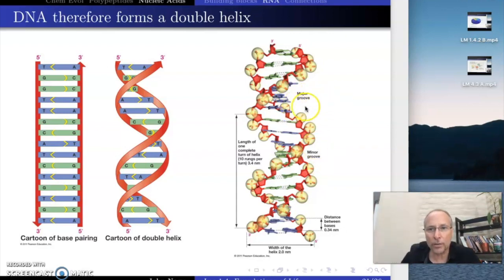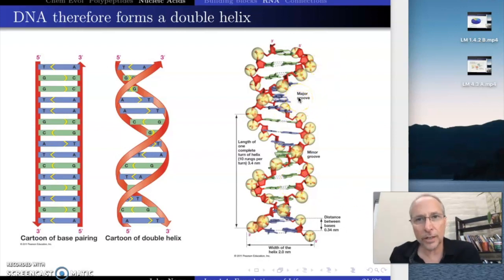But the big one here, the major groove and the minor groove, are important for us, because if we're using our detailed understanding of how DNA operates, we have to keep in mind where the minor and major grooves are. Because, for example, proteins and enzymes will bind to DNA. How they bind to DNA depends on where the major and minor grooves are. So this is something that we have to know.